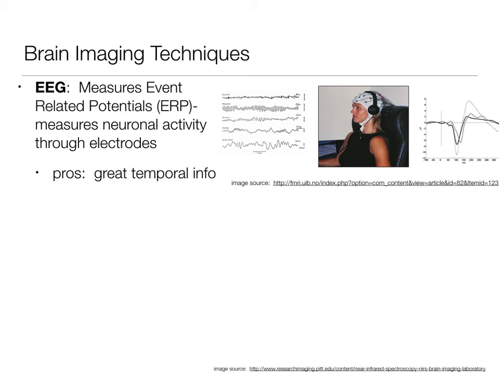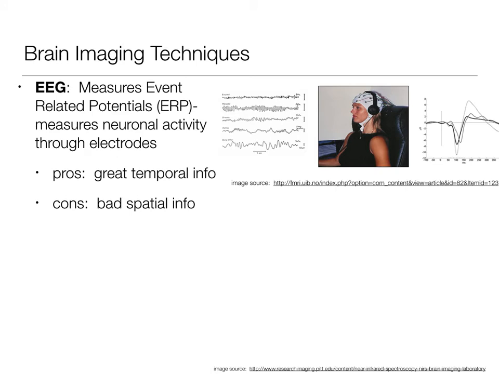Because they're measuring this electrical activity and using electrodes to do this, they get really good information about time, how quickly the brain does things. EEG is excellent for that. The thing that it's not great at is spatial information.